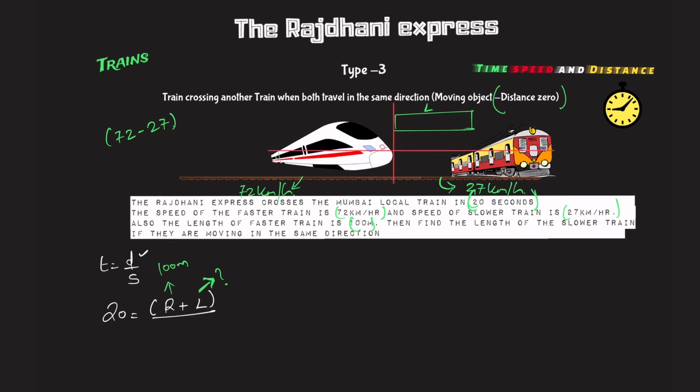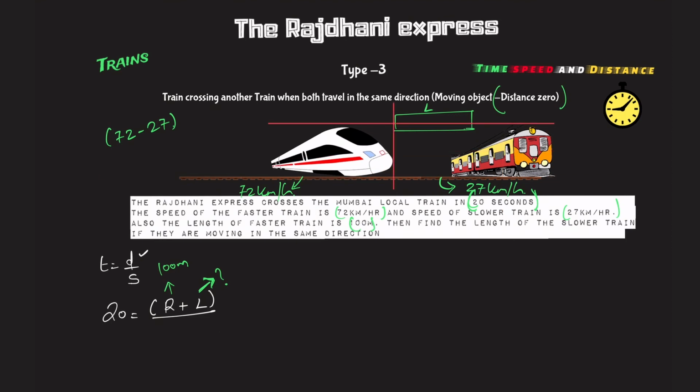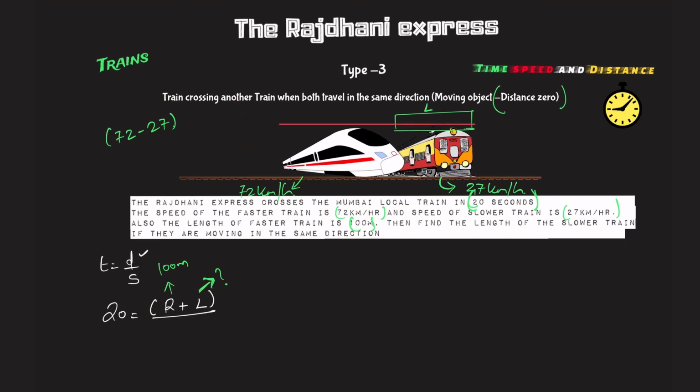So as a resultant, what did it go ahead by? 72 minus 27, because this thing needs to completely cross this thing, correct? And that's why you subtract the speed when two trains are traveling in the same direction.